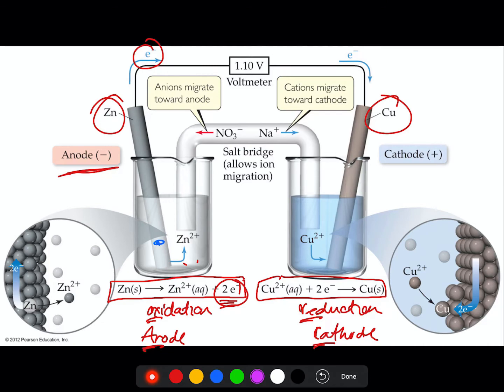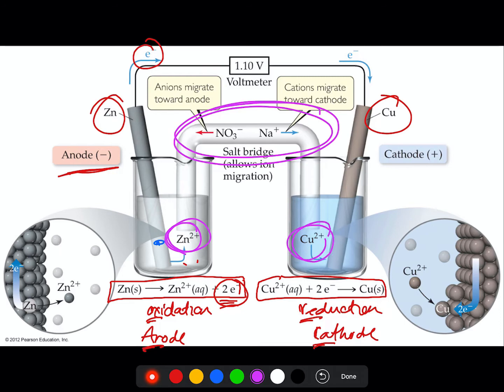And then, finally, last important part, we have our salt bridge. So if we think about what's happening over here, we are producing zinc cations, which means that in order to maintain neutrality in my solution, we are going to get the migration of anions in this direction.